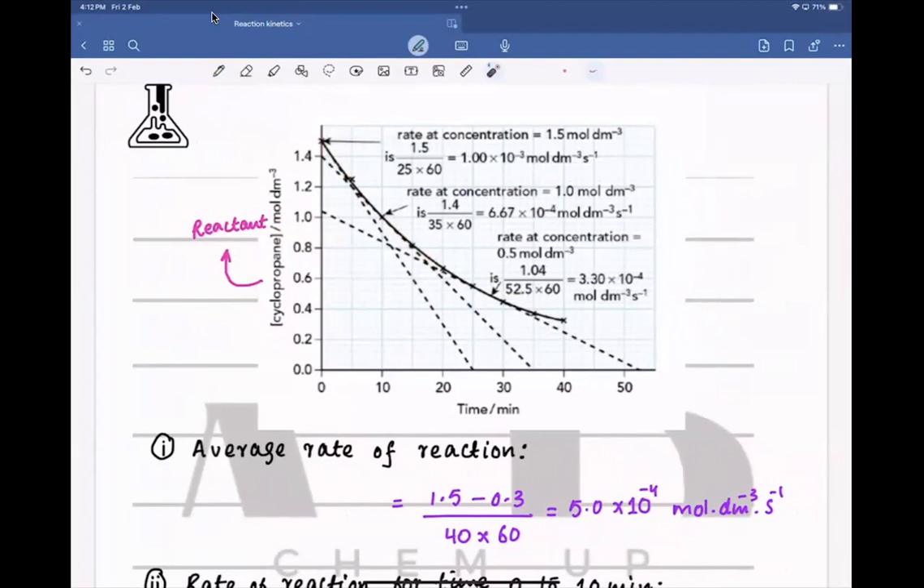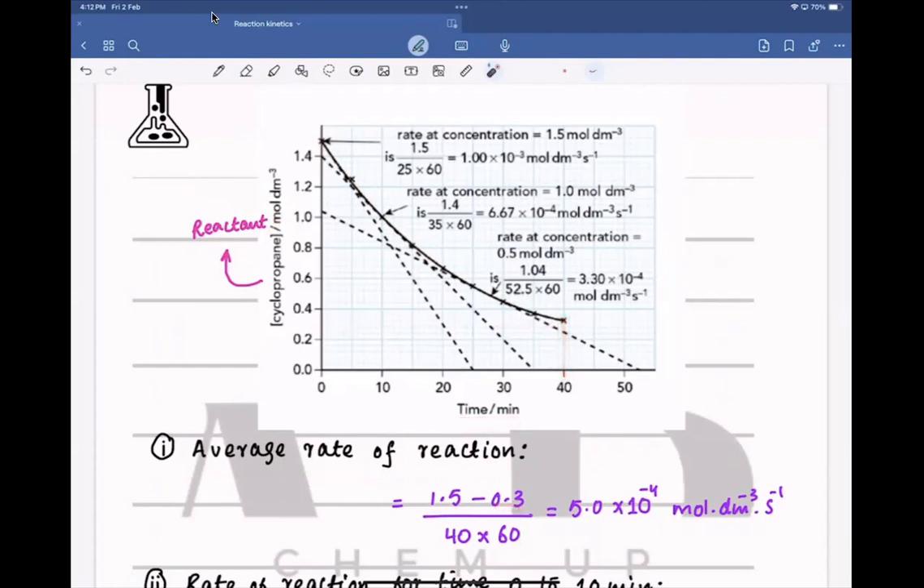As we have seen in the graph, as the time passes, as the reaction proceeds, the amount or the concentration is decreasing. It means that it is the concentration of the reactant. Now, for example, if you need to calculate the average rate, what will you do? See the initial amount, which is 1.5, and when the reaction has stopped, the amount is 0.3. And how much time does it take? 40 minutes, right?